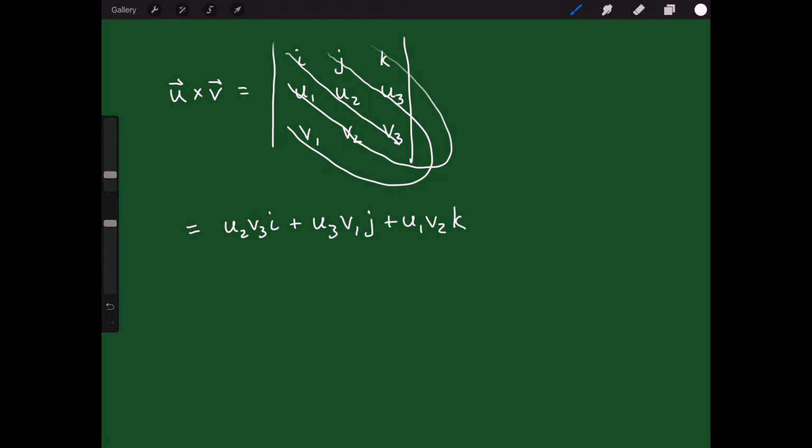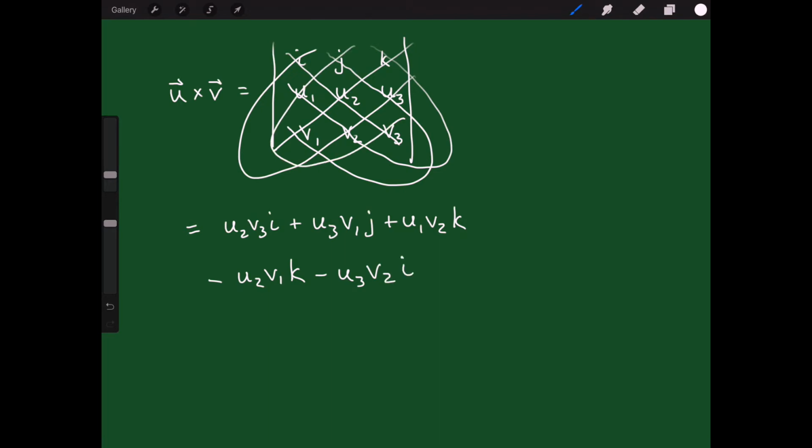Now I go the other direction. I go down this way, and all these are minus U2 V1 K. Then this horseshoe, which is minus U3 V2 I. And then finally this horseshoe, which is minus U1 V3 J. And that's what we call the horseshoe method. And if I combine the like vectors here, I would get the same thing as if I would have done the diagonal method of taking the determinant of that matrix.